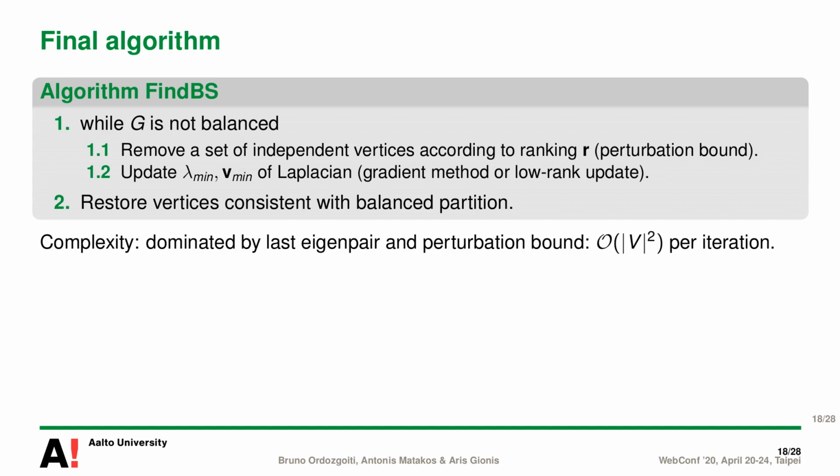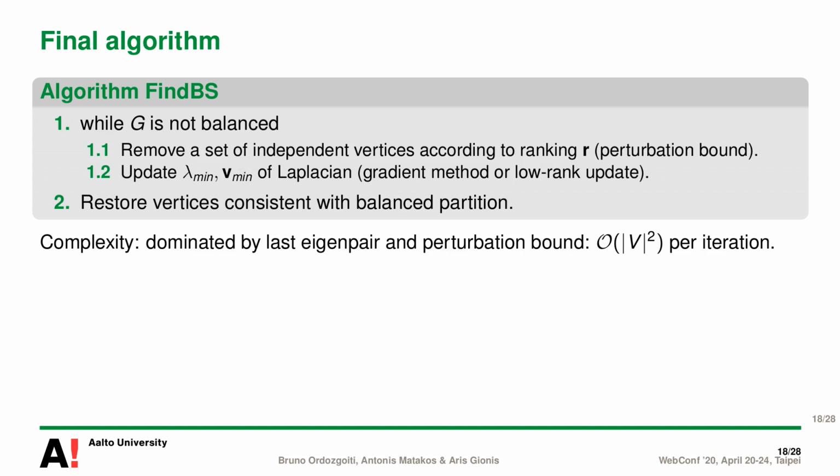So our final algorithm looks like this. While the graph is not balanced, we first remove a set of independent vertices based on the upper bound for the minimum eigenvalue that is given by the perturbation bound. We then update the minimum eigenpair for the resulting Laplacian based on either a gradient method or low-rank updates. And then we restore the vertices that are consistent with the balanced partition, relying on our fast restoration algorithm.